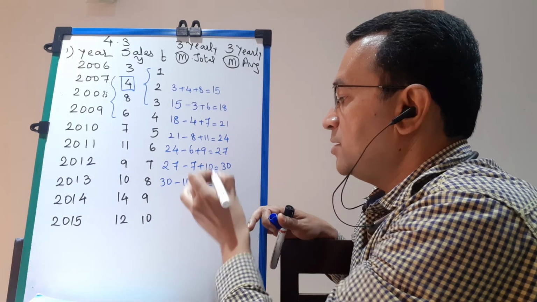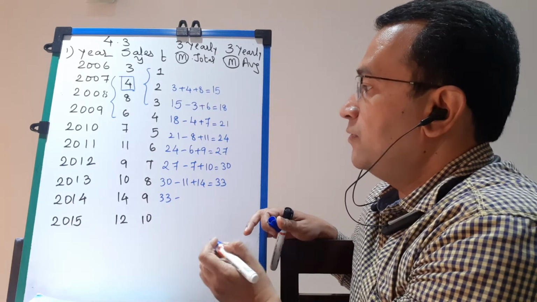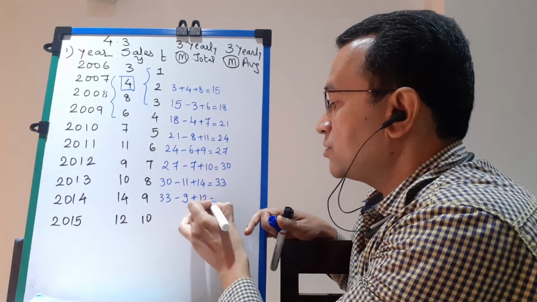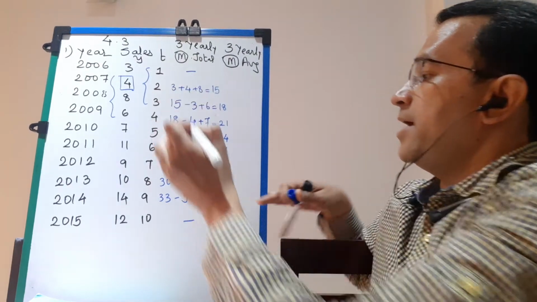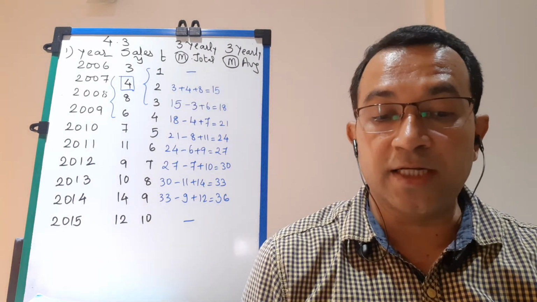So this is again 33. Now from 33 we have to remove 9 and add 12. So this will be 36. So this will be dash. This will be dash. We don't have total for the first and the last value.